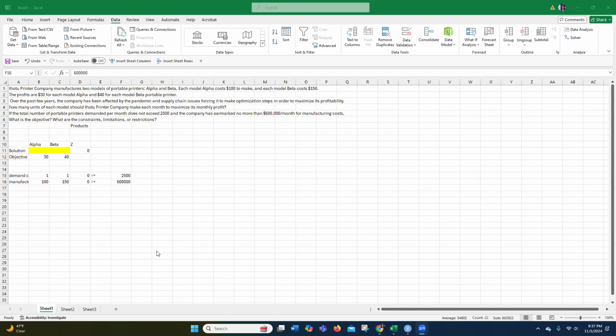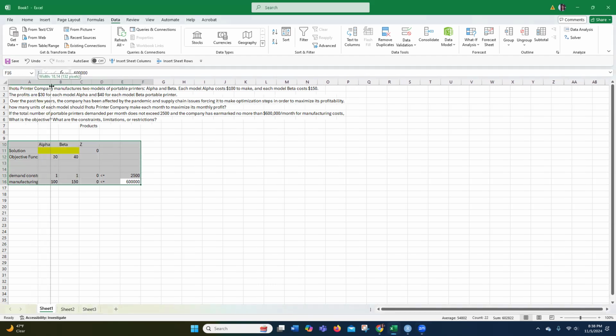An example is at the top of the spreadsheet that involves a computer company. They make printers with two different models, Alpha and Beta. Alpha costs $100 to make and Beta costs $150. The profits for each model are $30 for Alpha and $40 for Beta. If the total number of printers demanded per month does not exceed 2,500 and the company can spend no more than $600,000 a month for manufacturing, let's find our objectives and constraints.